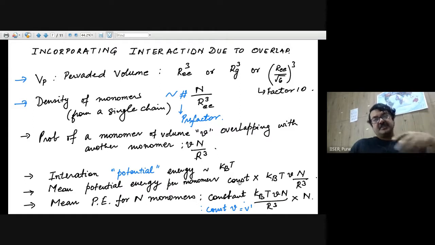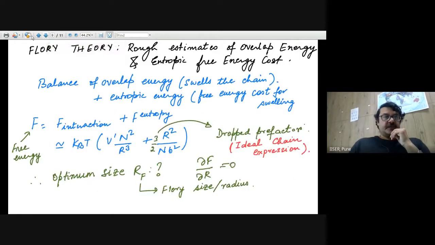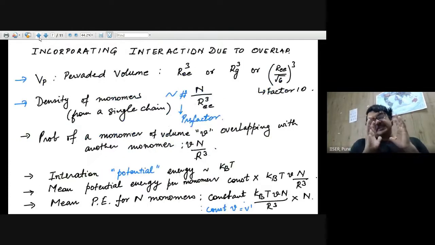Each monomer on interaction with other monomers could have this amount of energy times a constant. And if you have n monomers in the pervaded volume, then the potential energy for n monomers would be this value times n. This constant times v, you can replace and write as v dash. So basically we'll say that the mean potential energy for n monomers is proportional to kBT times some constant v dash times n square by r cube. And that is exactly an estimate of the potential energy of overlap of monomers.